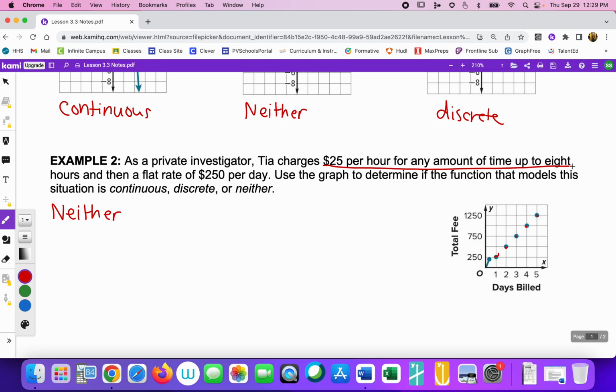Questions before we move on to our second topic for the day? Are we finding this easy? It was supposed to be. Okay.